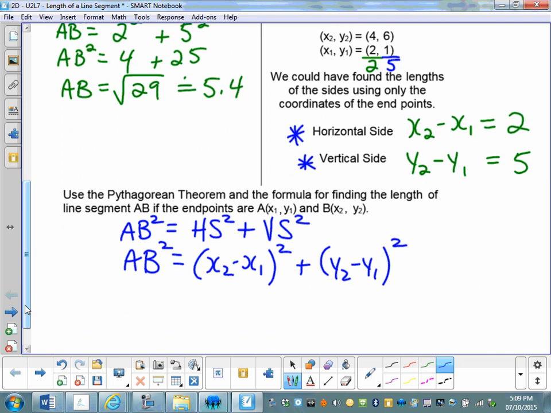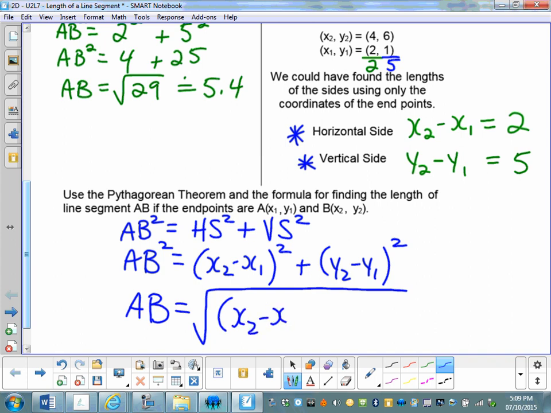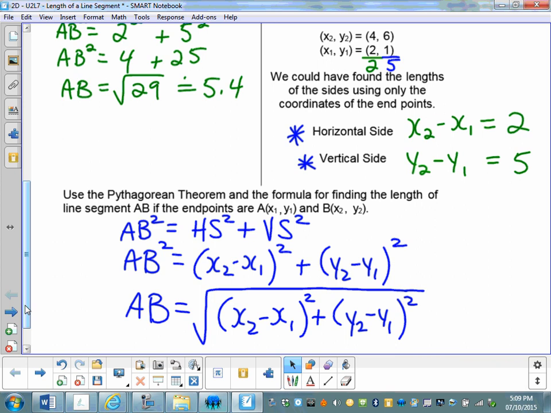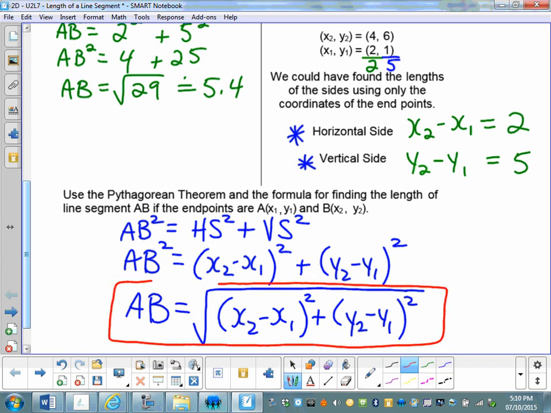Now, ideally, we don't want to know what AB squared is. We want to know what AB is. So if I take that square to the other side, it changes to square root. And when we do that, we end up with the formula for finding the length of a line segment when we know the two endpoints. So we're going to use this in some examples here.